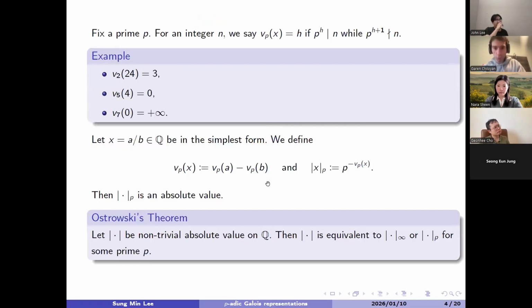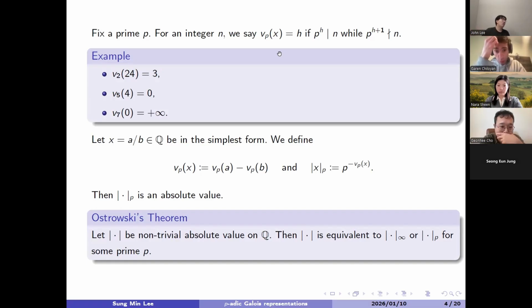And here's another type of absolute value that I'd like to introduce today. Fix a prime number p. p can be any prime: 2, 3, 5. Just choose your favorite prime number. We're going to call v_p(n). For any integer n, v_p(n) is h if p to the power of h divides n, but p to the power of h plus 1 does not divide n. In this case, we say p to the h exactly divides n. If you just take a higher power, it never divides it.